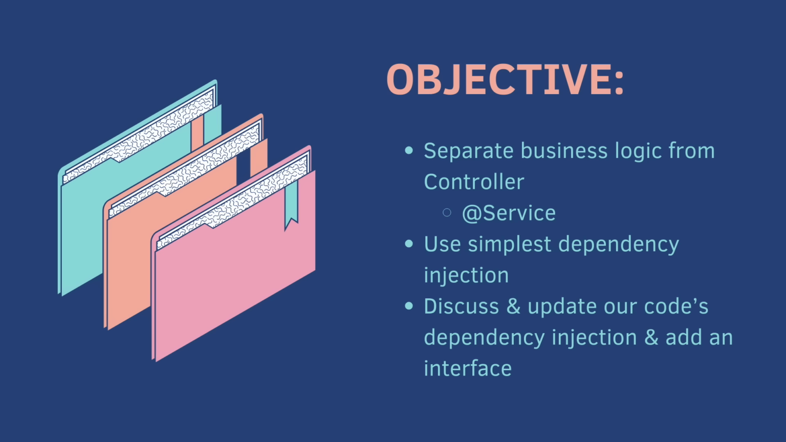Okay, so the next thing we need to do is separate our business logic from the controller, and we're going to do this with the @Service annotation. Right now our project is so small and so simple that this doesn't seem necessary, but as it grows in complexity, you really want your business logic to live somewhere else. To do this, we're going to use the simplest version of dependency injection. I'll show you what that means. Once we get the most basic example up and running, we will have a discussion, and then we're going to update our code's dependency injection to a better version and add an interface for another layer of abstraction.